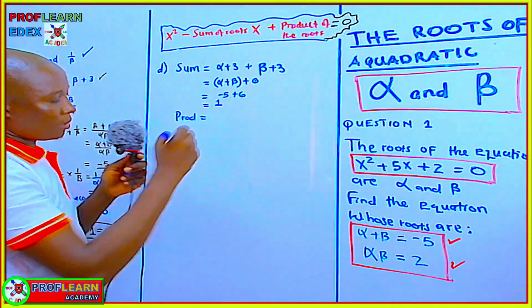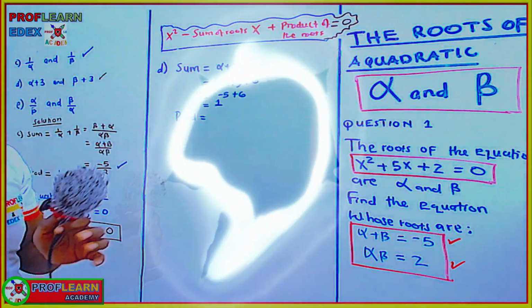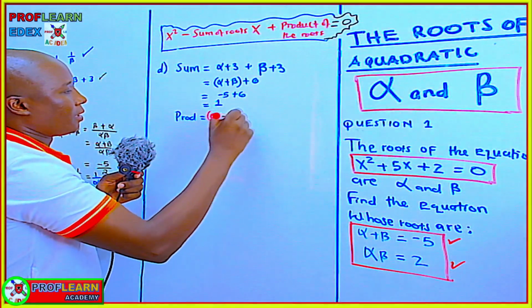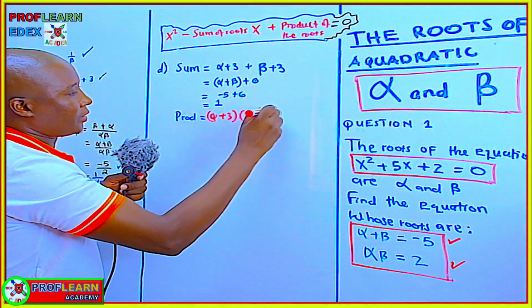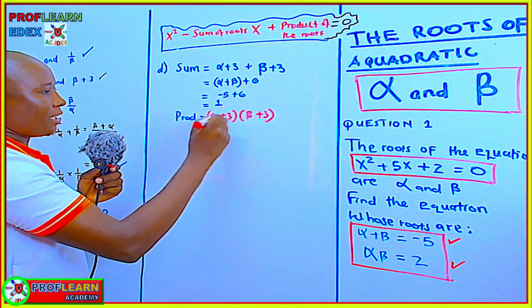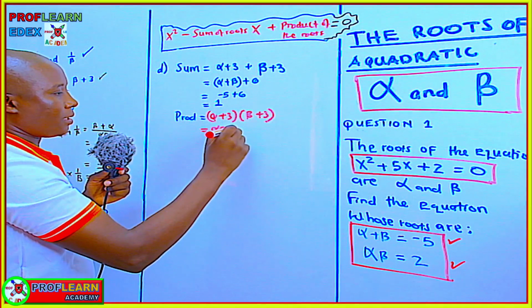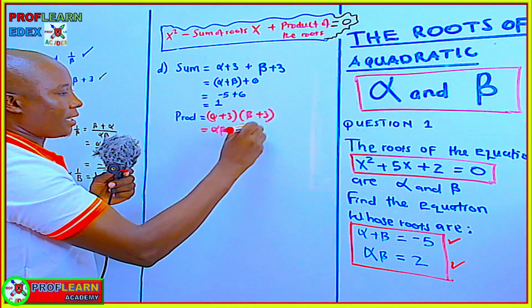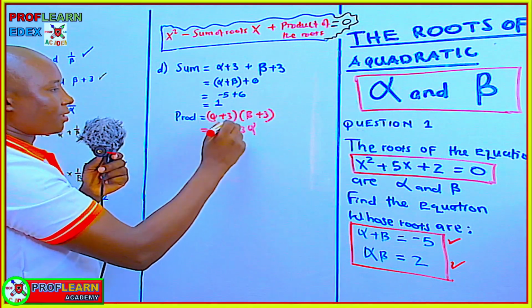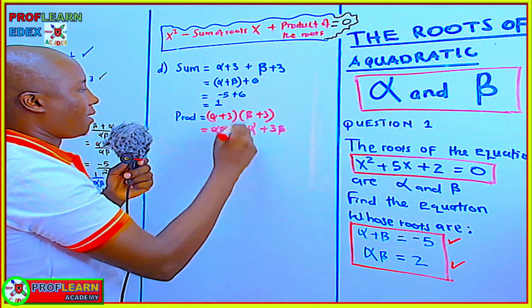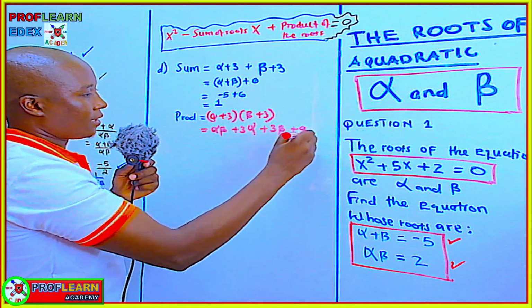And now we need also the product of the two roots that we were given here, and the product is going to be what? That's going to be alpha plus 3 and beta plus 3. If we open this, it will be alpha times beta, which is alpha beta. Alpha times 3 will be plus 3 alpha. Then 3 times beta will be plus 3 beta. 3 times 3 will be 9 in that case.